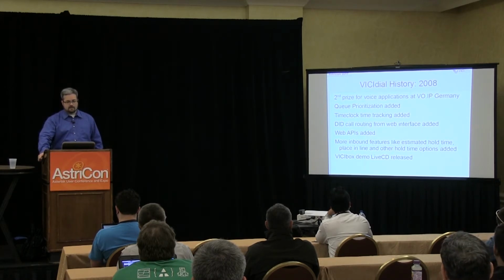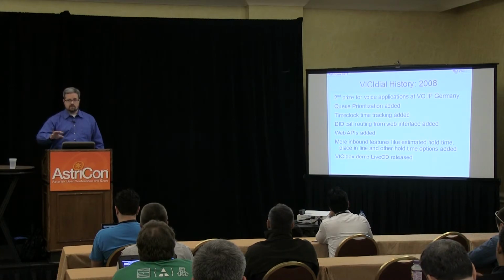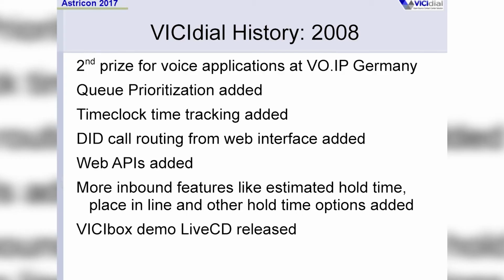The next year, we took a prize at a German conference for voice applications. We added queue prioritization, which allows different queues to be prioritized over others for call handling. Time clock, so agents can punch in and out. The DID call routing was moved to web administration, making that a lot easier. We added our first basic APIs. We added more inbound features like estimated hold time, place in line, hold time options, and some other things that are pretty standard in other systems.